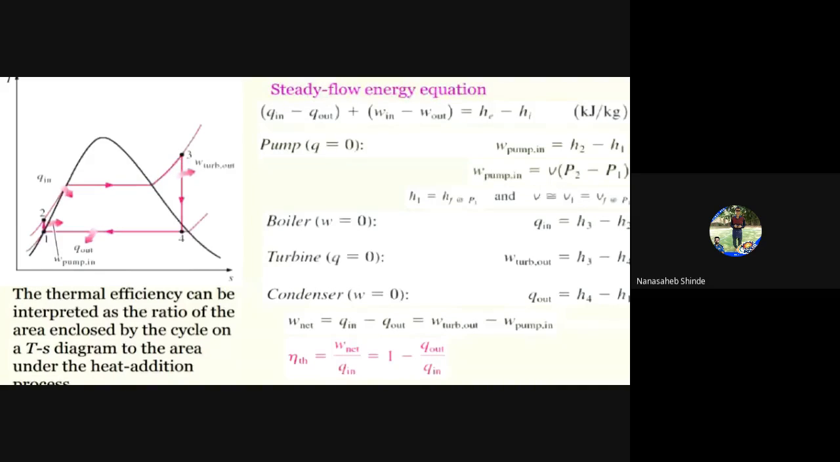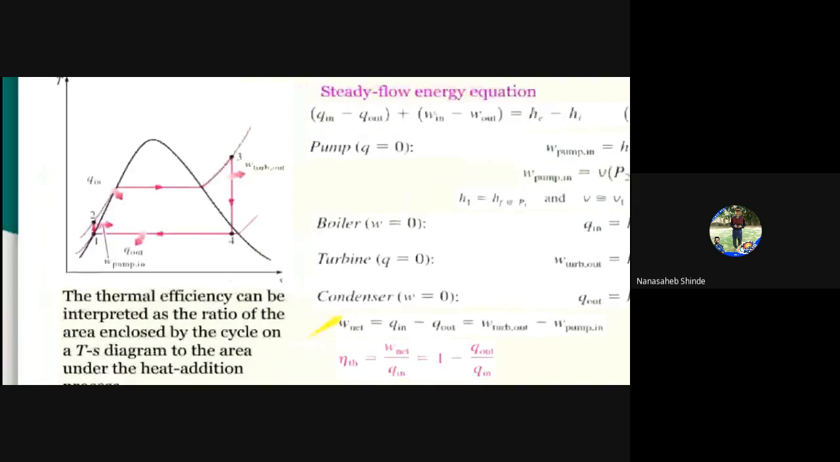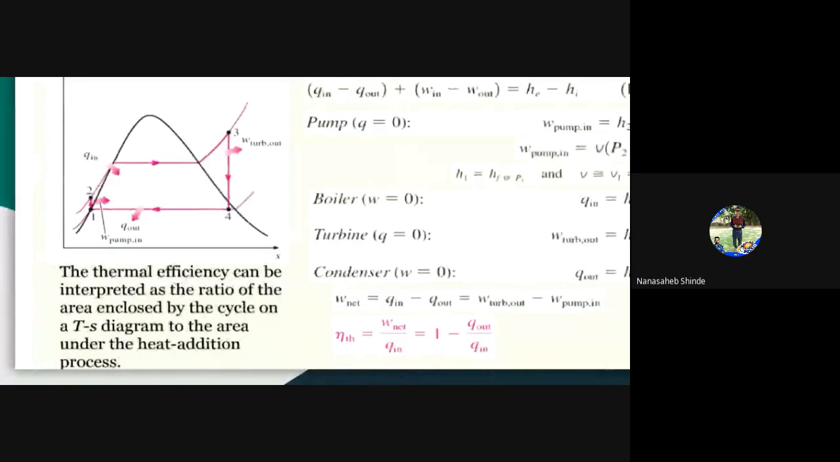For calculation of the efficiency, I can consider W net, the output, divided by input. Input means what? Heat input, that means heat addition in the boiler, that is Qin. Now W net means what? WT, that means the work done in the turbine, minus work input at the pump WP, and divided by Qin. So using this formula, you can easily find the thermal efficiency of the Rankine cycle.